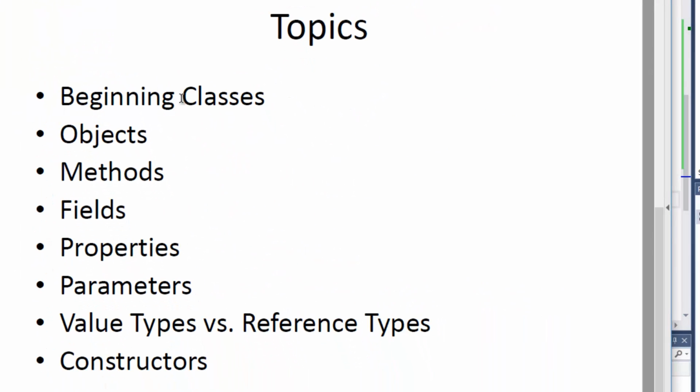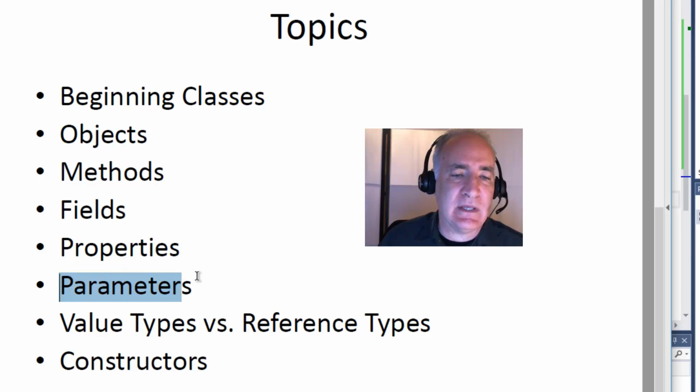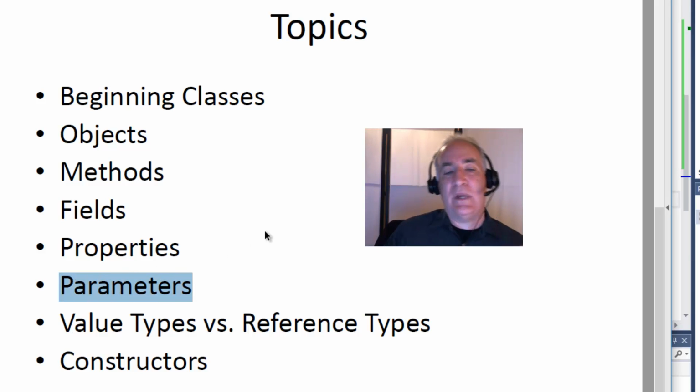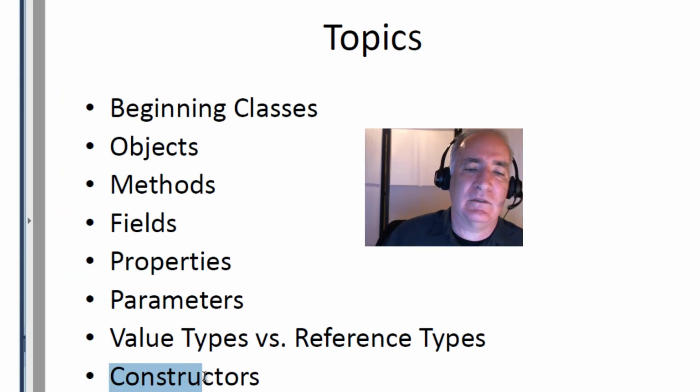we talked about classes. We created objects from those classes using the new keyword and reference variables. We put methods in our classes, which were the action part of the classes. We added fields to our classes, which was the data or the storage or the state of the object. We added properties to our classes, which allowed us to modify fields, but in a safe and controlled way. So again, a property is halfway between a method and a field. And then for some of those methods and constructors, we added parameters. Value types versus reference types and constructors.